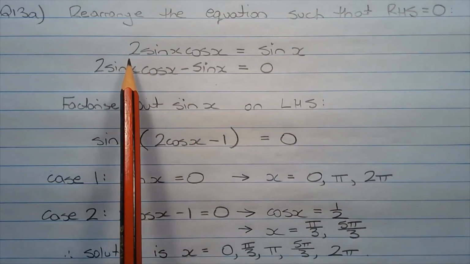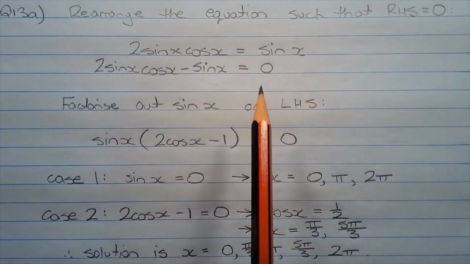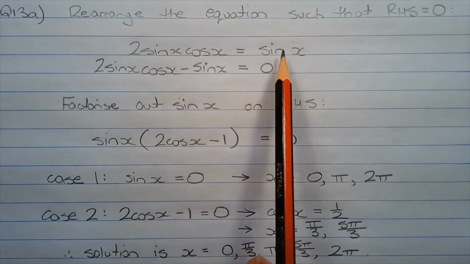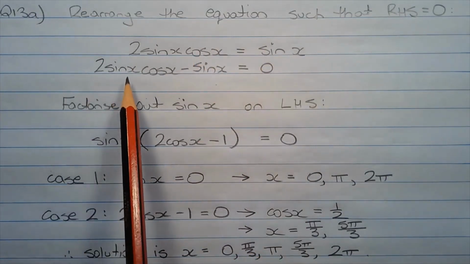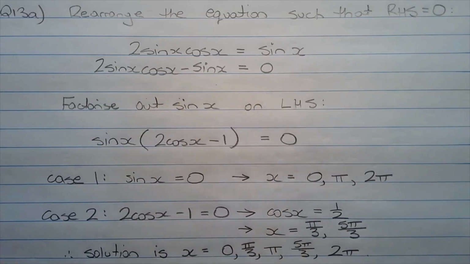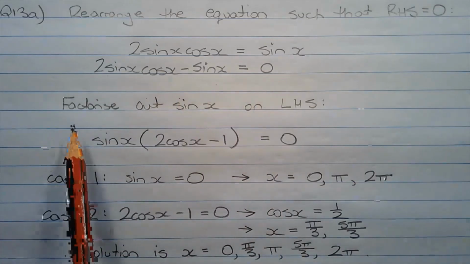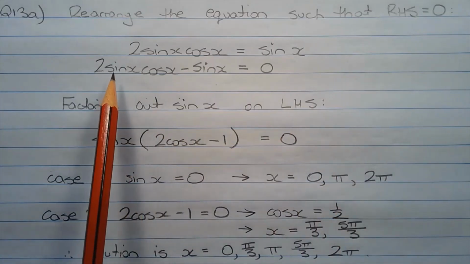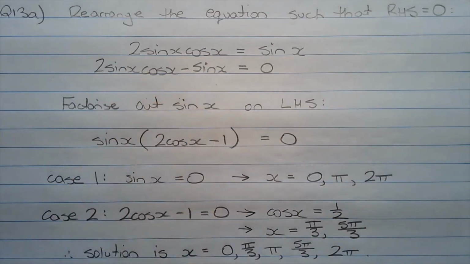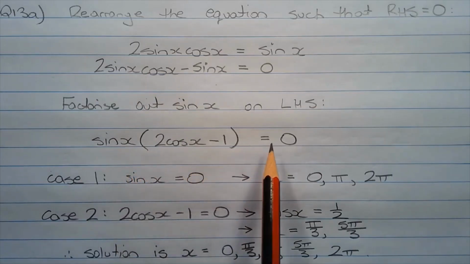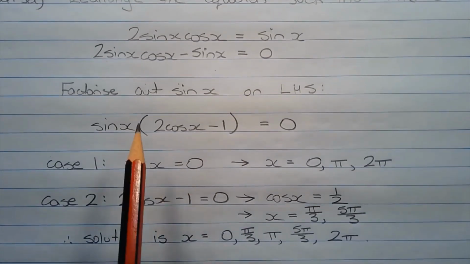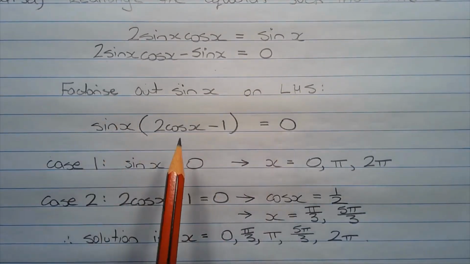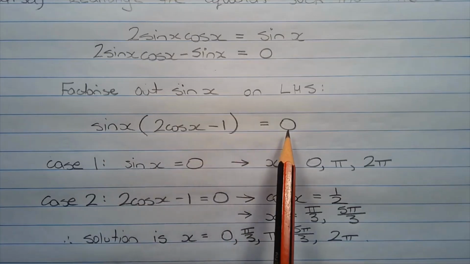So starting with 2 sine x cos x equals sine x, subtract sine x from both sides of the equation, so we have 2 sine x cos x minus sine x equals 0. The next step is to factorize out sine x on the left-hand side. So taking out sine x from this term and this term, we have sine x multiplied by 2 cos x minus 1 equals 0. Now this gives rise to two cases. Either sine x equals 0 or 2 cos x minus 1 equals 0.